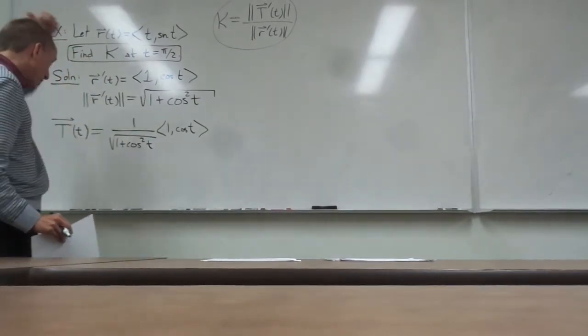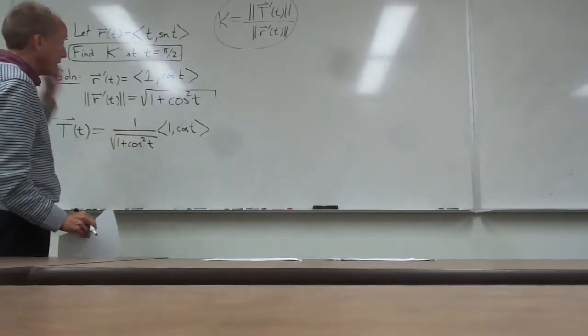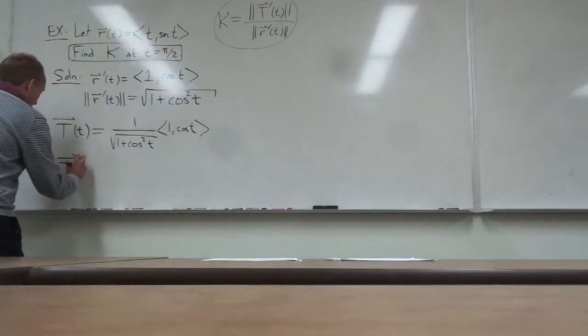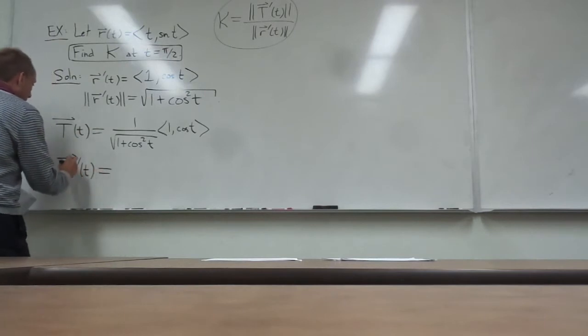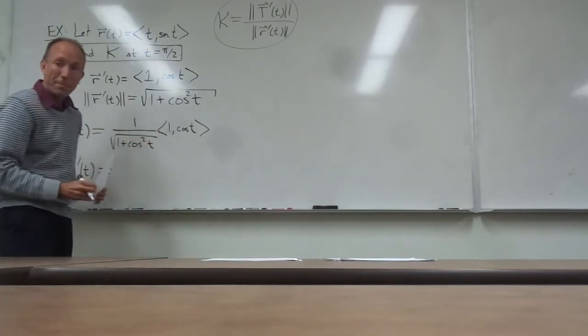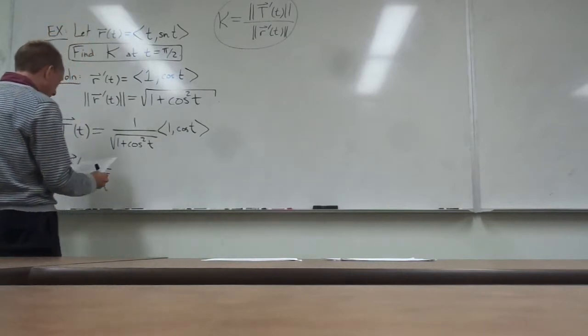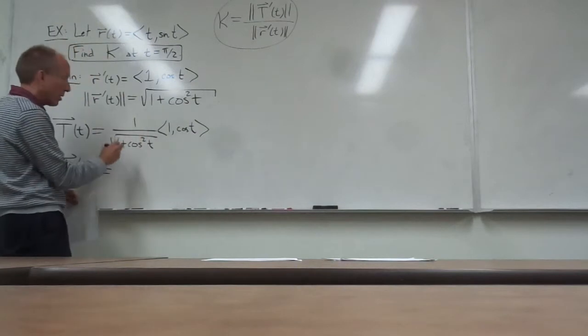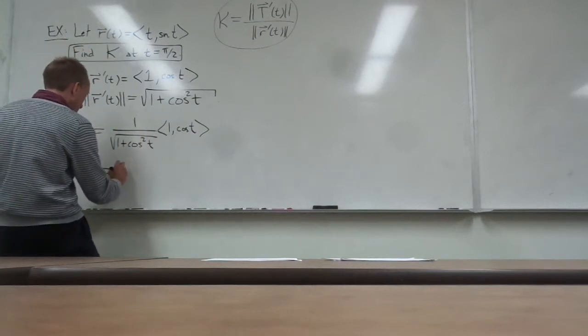That's the tangent vector, and I'm going to need to take the derivative of it. Remember I told you this can be messy. So what you would do here is use the product rule on it. Maybe it would be better to write this as a negative 1/2 power. Let me just take the derivative of the first part first.